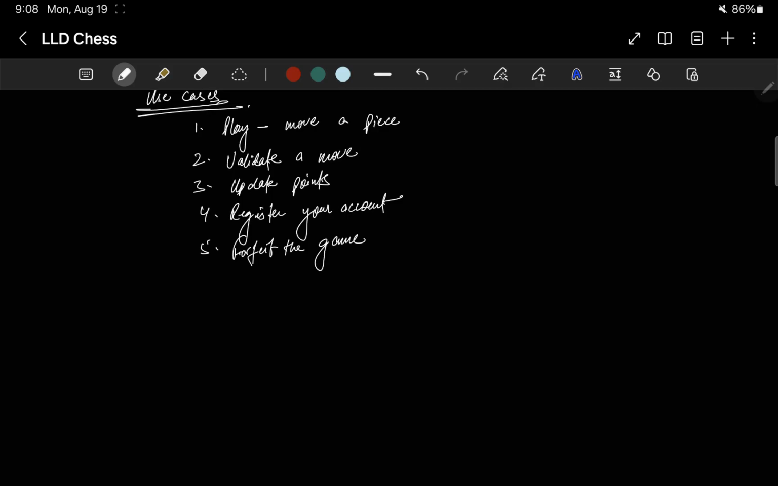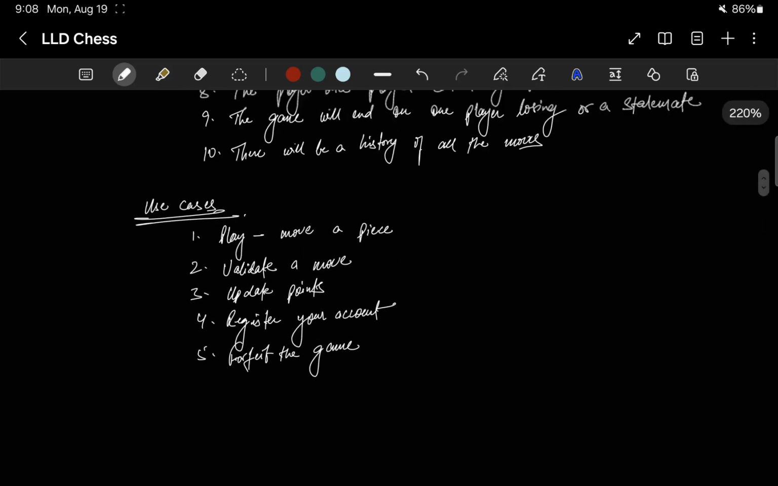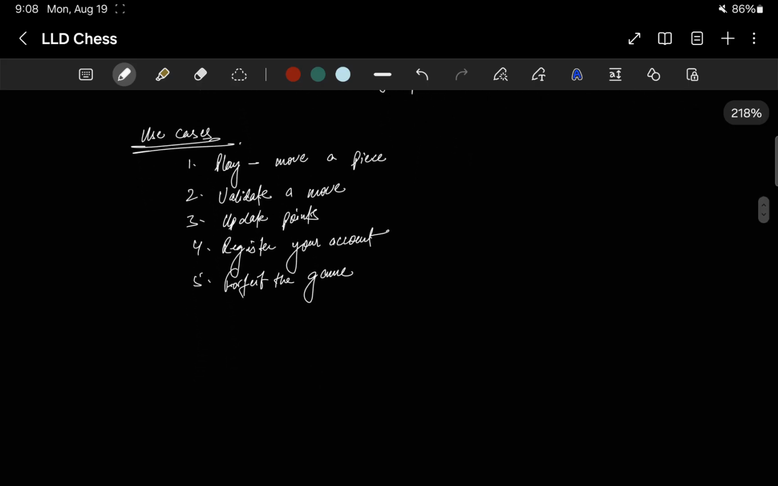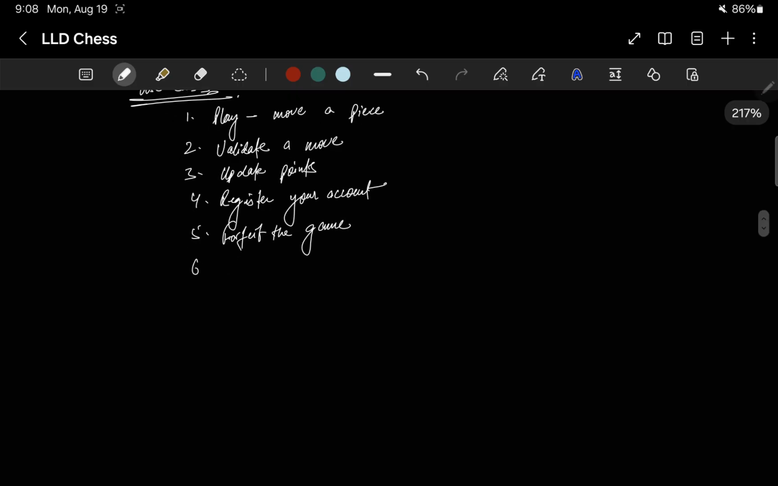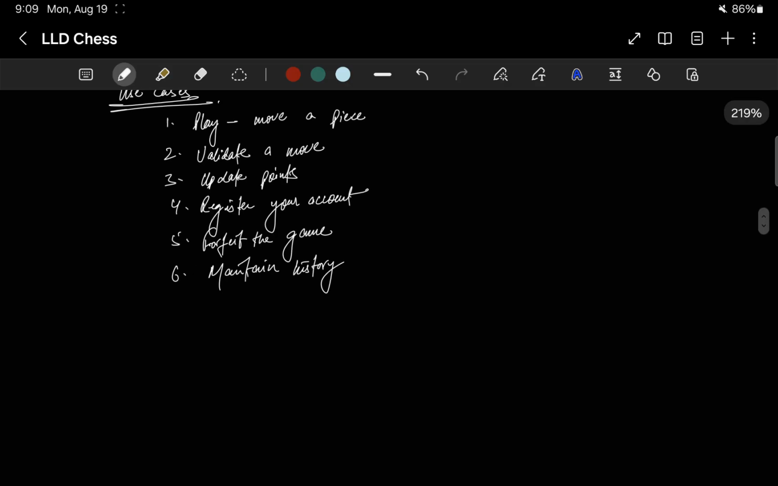So these are some things that you can do. Actually, yes, there's a history also. So you can, at every step, at every move, gather the history. Gather, I don't think gather is the right word here. It should be more like maintain history, so that you can always go back to that state and check what you did there. So these all are the use cases.